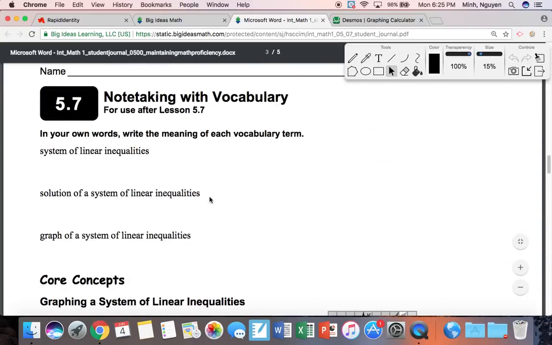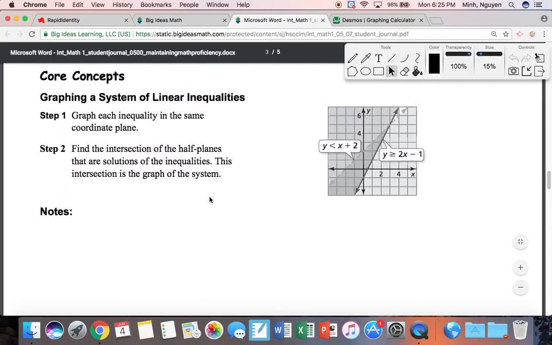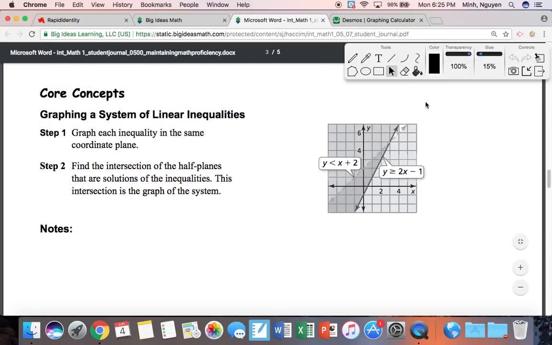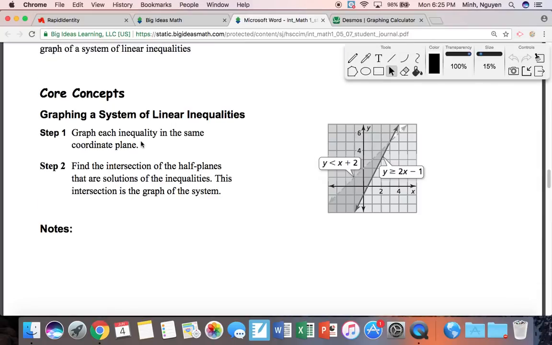So we're going to skip through these. I'm actually going to try and go through this in different colors so that you get a sense of what's happening. For this example, graph each inequality in the same coordinate plane. Find the intersection of the half planes that are solutions of the inequalities. This intersection is the graph. Another way to think about this is just find the overlap.